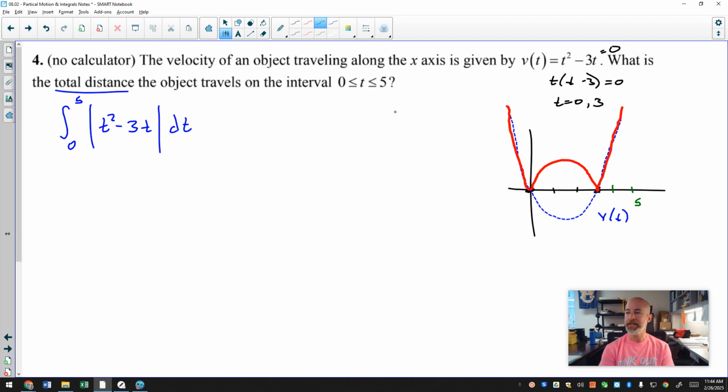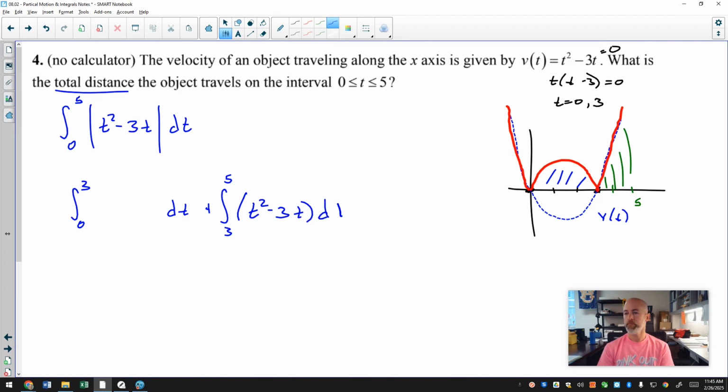And graphically I need these two areas. I need this area and I need this area. So I will split this up, from 0 to 3, and then I'm going to add to that an antiderivative from 3 to 5. And the 3 to 5 portion of my velocity function was unaffected. So I can go ahead and put t squared minus 3t for my velocity from 3 to 5, because the absolute value did not affect it.